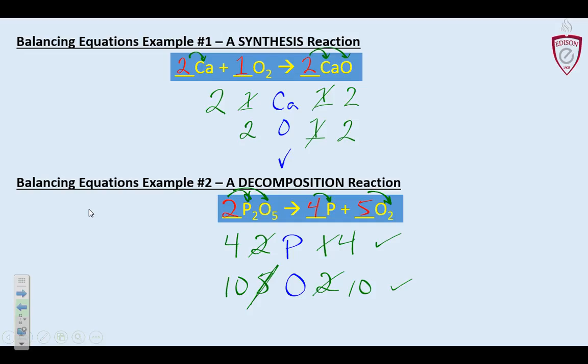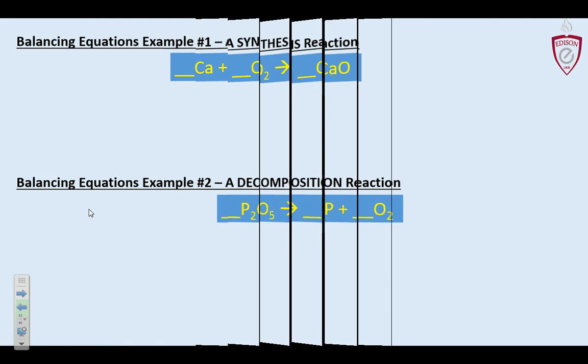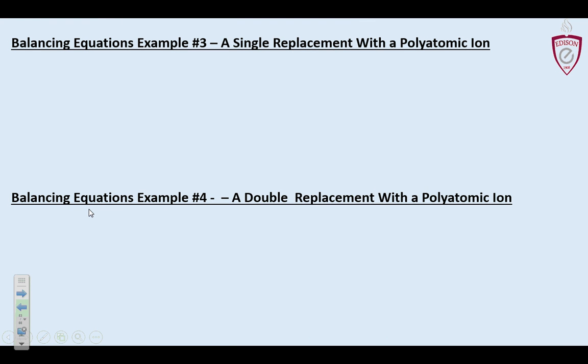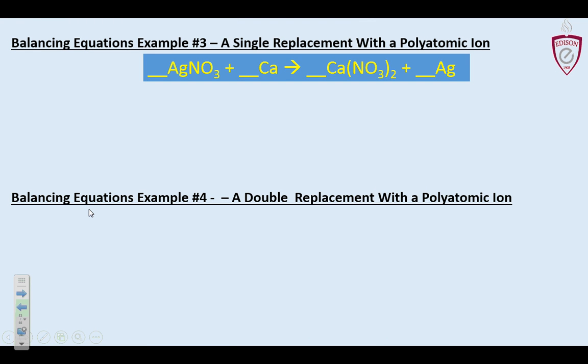So synthesis, decomposition, let's do a single replacement with a polyatomic ion. There you go. You'll see that equation right there. Before we start, polyatomic ions, what am I going to do? Keep them together. All right, good. So I'm going to list the elements and polyatomic ions that are at play here. I've got Ag. I also have NO3. Notice on the left side, there's the NO3. On the right side, it's in parentheses. It's easy to spot when it's in parentheses.